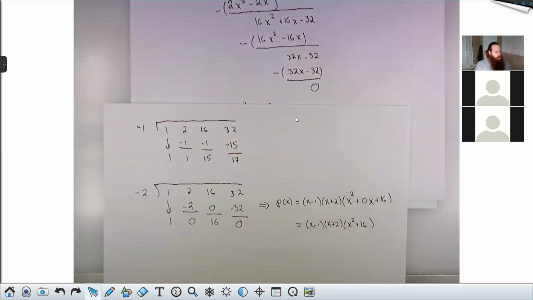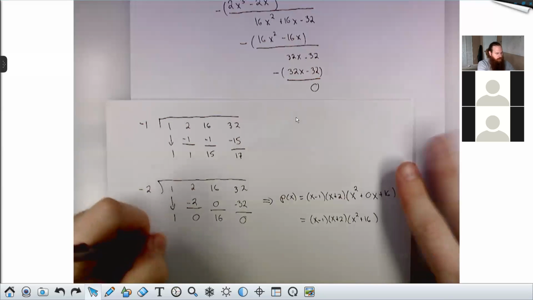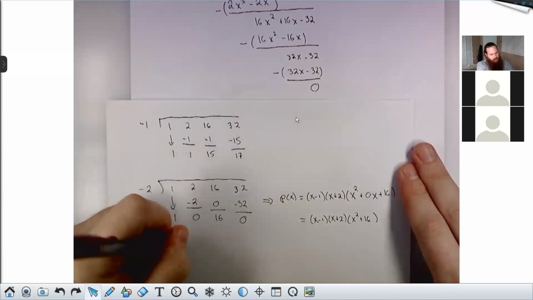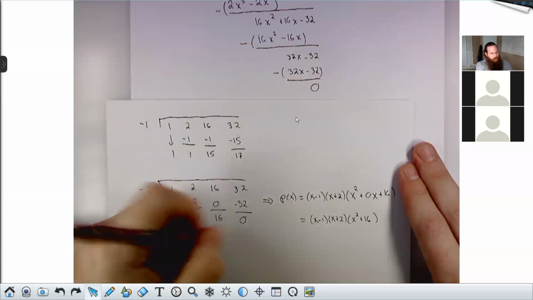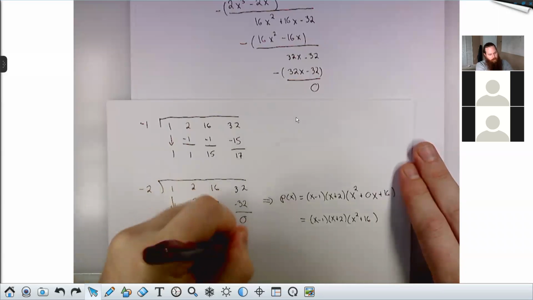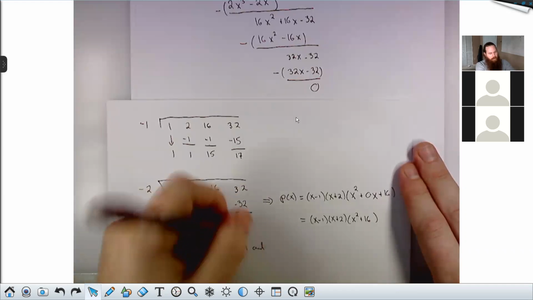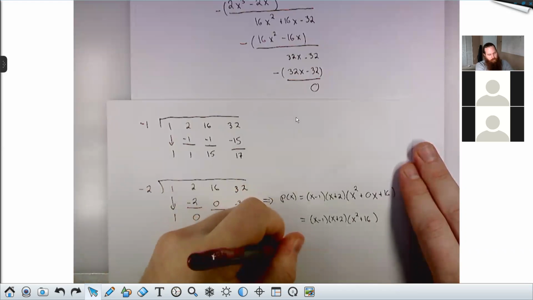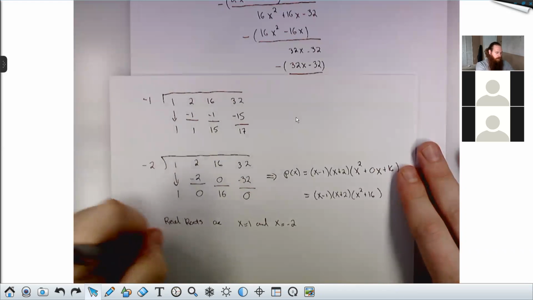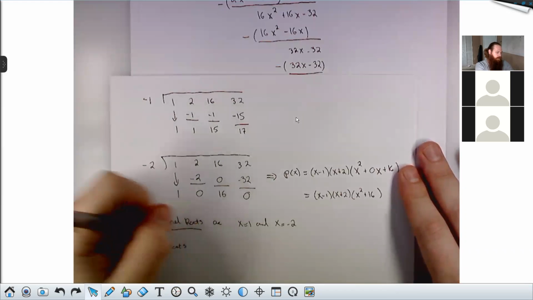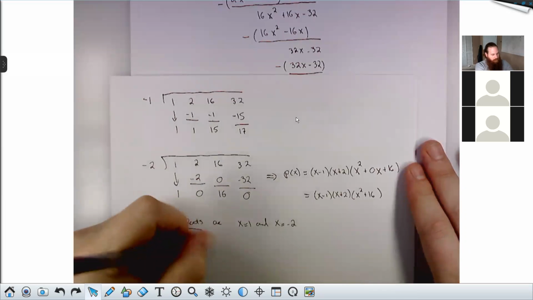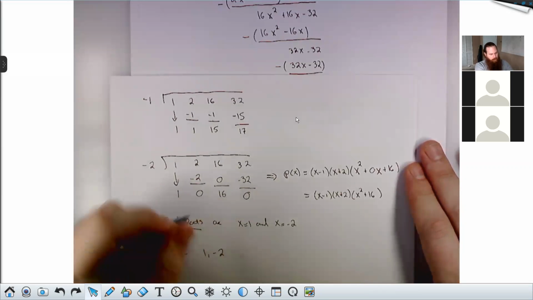I don't remember if we wanted real roots or all the roots. So the real roots here are x equals 1 and x equals -2. All roots, real and complex, would include 1 and -2.